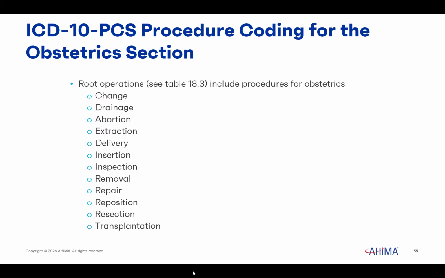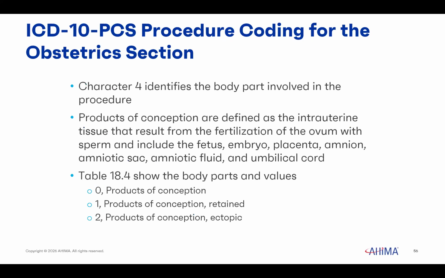Let's take a look at character 4 that's summarized in table 18.4. This is the body part that's involved in the procedure. And again, this is OB specific. So instead of body parts like lung, liver, etc., we're dealing with products of conception, retained products of conception, and ectopic products of conception, right? So these could be 0, 1, or 2 as described here.